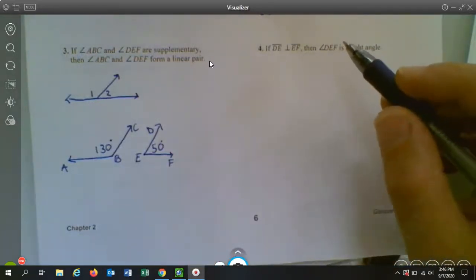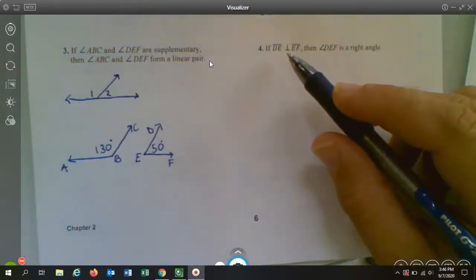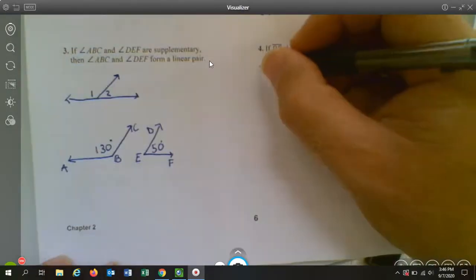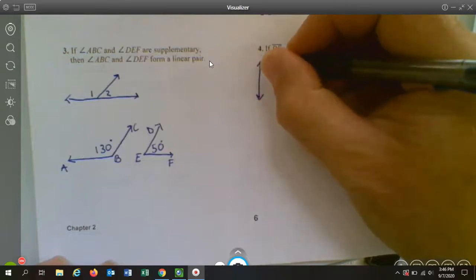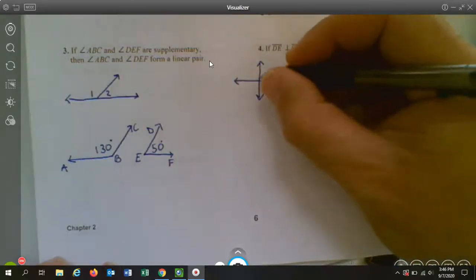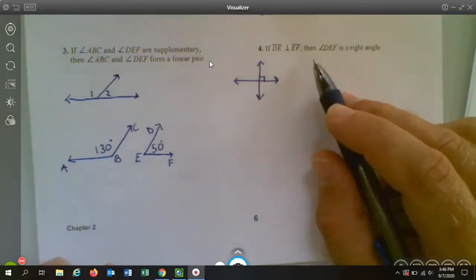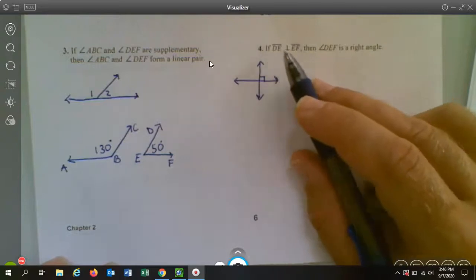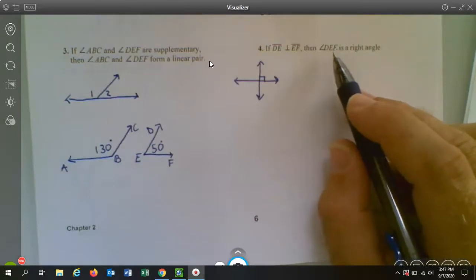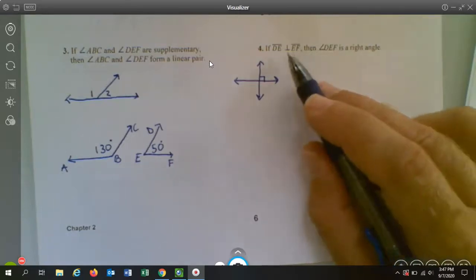Last one is that if segment DE is perpendicular, remember perpendicular lines, you remember from algebra, are just two lines that form a right angle, right? So if this is a line and this is a line, those lines are perpendicular if they form a right angle. Okay, so segment DE and segment EF are perpendicular. So that's the given information. This has to be true. That's what we've been given. Here's a conclusion they made. Angle DEF is a right angle. So does this have to be true if this is true?